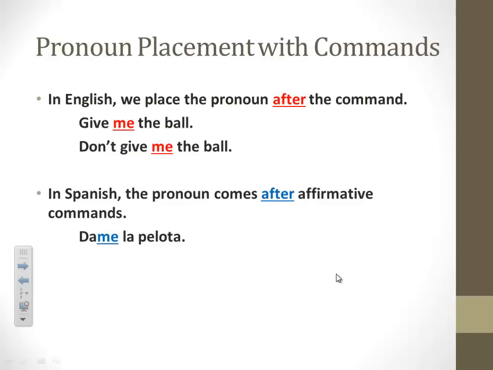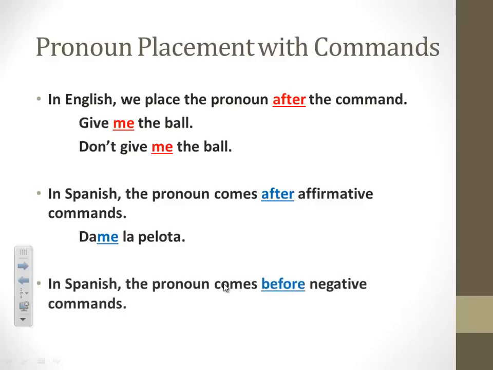However, if you have a negative command, your pronoun is going to be in a different spot. It's going to come before that negative command. So don't give me the ball would become no me des la pelota.